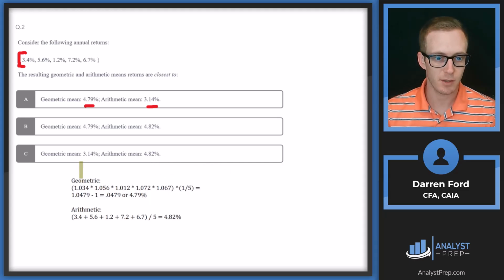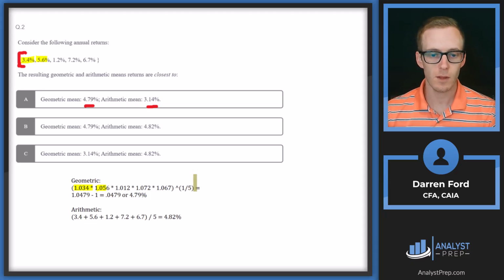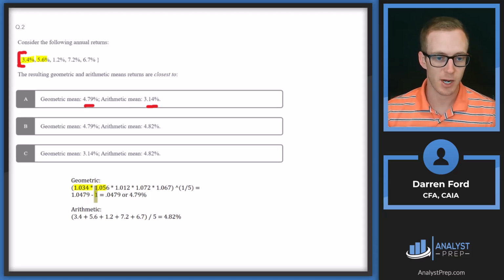Okay, so for our geometric, again, like I said, we have 1.034, which was added to 1, and then 5.6 added to 1, and so on down the line. And then to annualize this at the end, you go to the nth root. So since we have 5 return streams, we're going to do to the 5th power, or the 1/5 power, the 5th root. And that's going to give us 1.0479, subtract out 1 and multiply by 100 to get our percentage of 4.79%. So we see we have that in A and B, so we can rule out C.